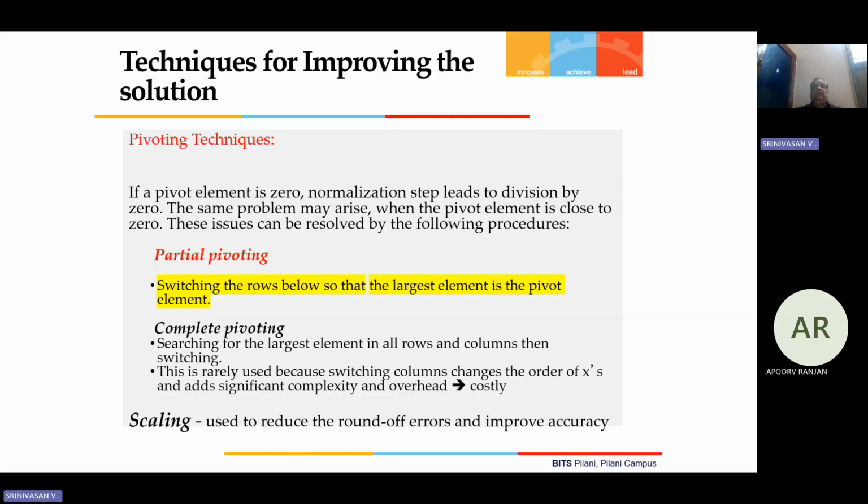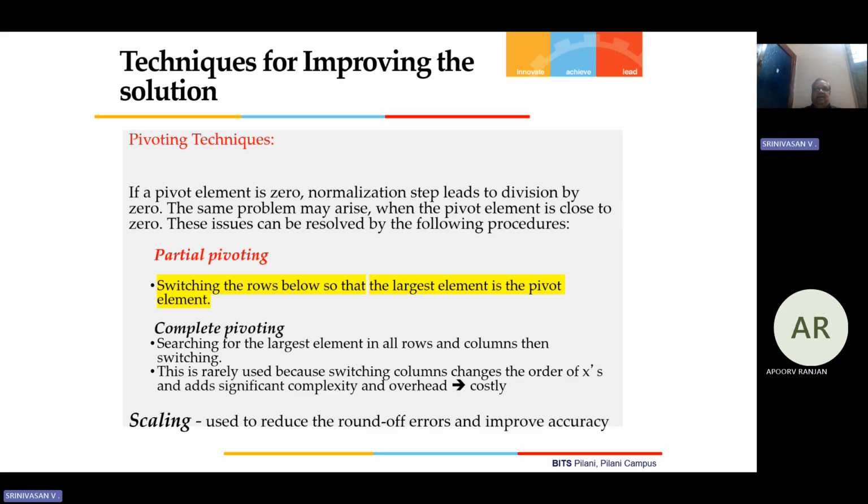Techniques for improving the solution. Pivoting techniques. If a pivot element is 0, the normalization step leads to division by 0, which is not possible, because it will lead to infinity. Therefore, when this problem arises, it can be resolved by the following procedure.